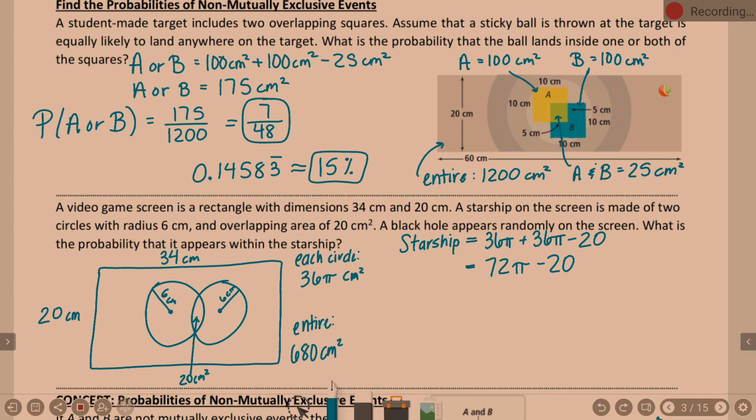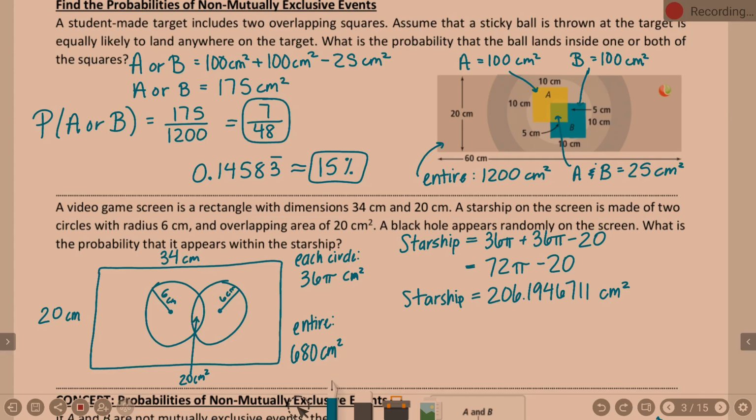72 pi minus 20. Now, at some point, you do have to get a calculator. You can do the calculator now, or you can save it for the probability. What is 72 pi minus 20? It's 206.1946711. Well, here's the deal. How precise do you want your answer to be? Precise. Your teacher wants it to be precise.